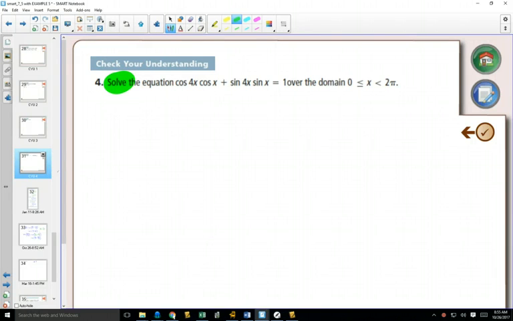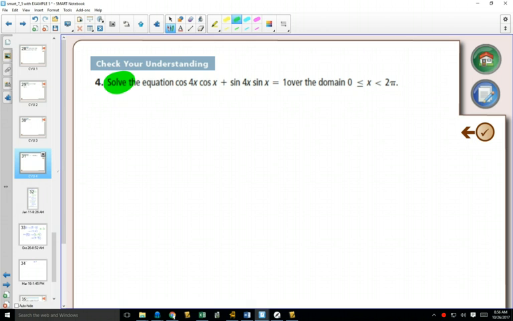So because it says solve, we have done lots of solve questions before. But when you first look at this, it looks a lot different than the solve questions you had before. It's an equation, it's equal to 1, it gives us the domain. But on the left side, we've got cos 4x cos x plus sine 4x sine x.